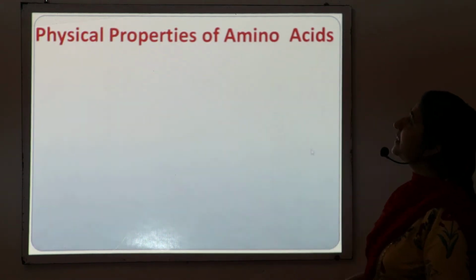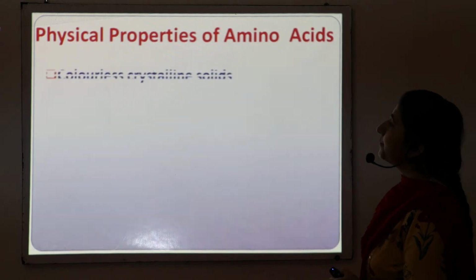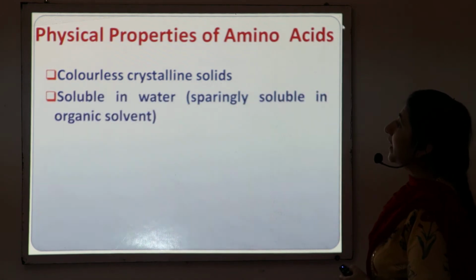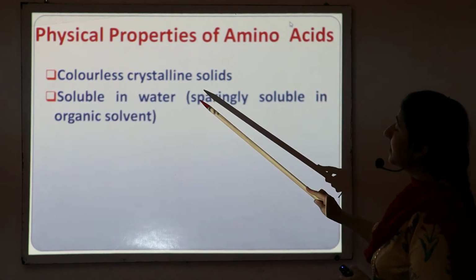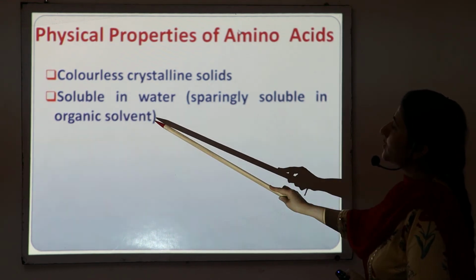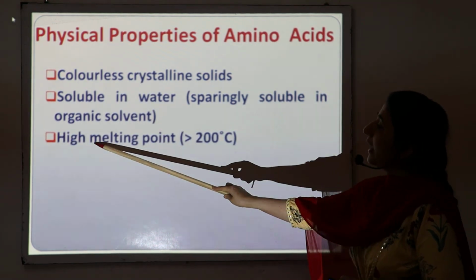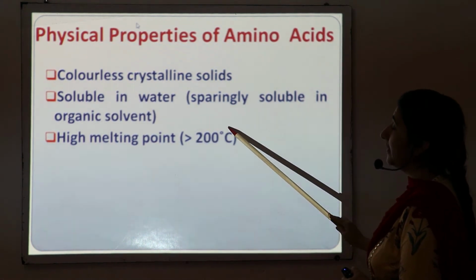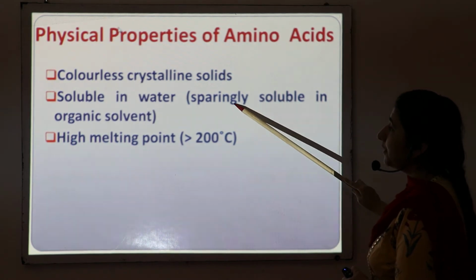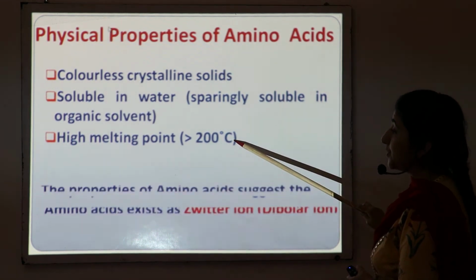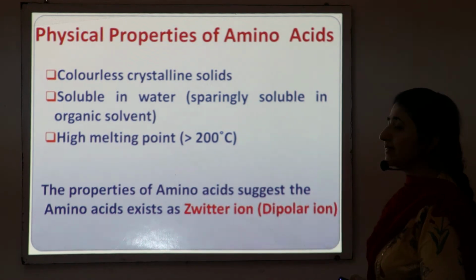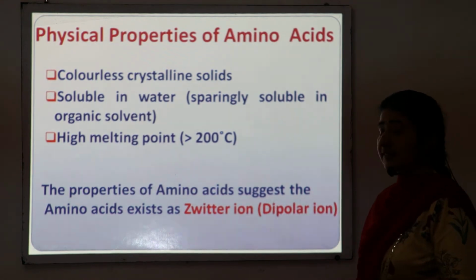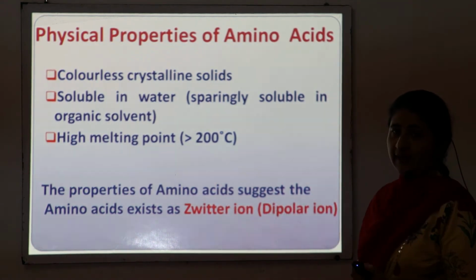The next one is the physical properties of the amino acids. First of all, amino acids are colorless crystalline solids. Next, they are soluble in water. They are sparingly soluble in organic solvents. Third one is high melting point, which means amino acids mostly have a melting point greater than 200 degrees Celsius. All these physical properties suggest that amino acids exist as a Zwitter ion or dipolar ion. So first of all, we will discuss what is the Zwitter ion or dipolar ion.